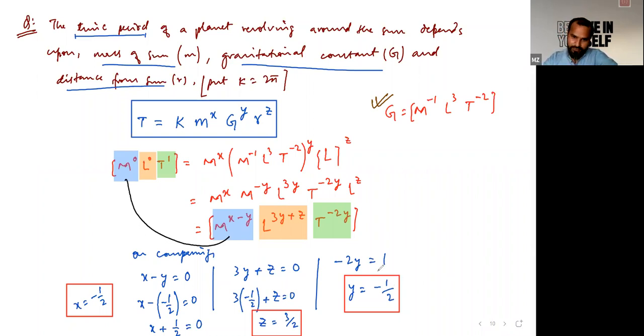Now, we have to put all these values in this particular expression and simplify it. Just put the value of k to be 2 pi, x to be minus 1 by 2, y to be minus 1 by 2, and z to be 3 by 2.